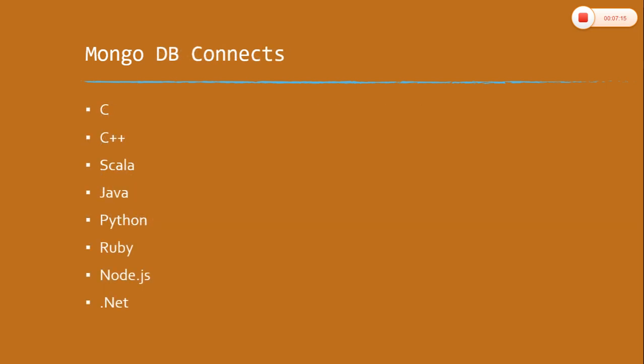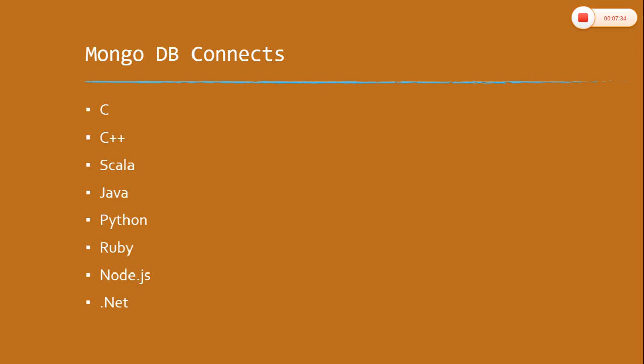Now, how can we connect to MongoDB? We can connect to MongoDB by using C, C++, Scala, Java, Python, Ruby, and Node.js. From all these languages, we can connect to MongoDB and process our query operations.